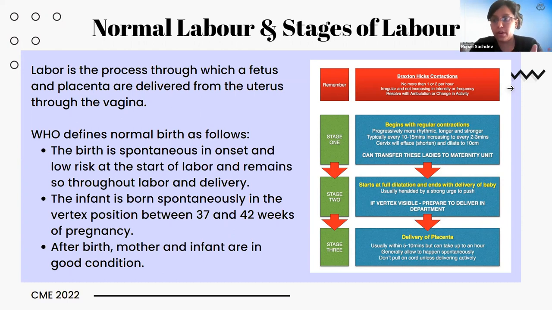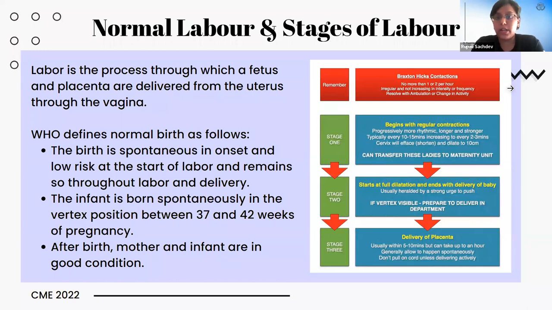So normal labor obviously is the process through which the fetus and placenta are delivered from the uterus through the vagina. So there is a passenger, that is your fetus. There is a passage, that is your vagina. And there is a push that is applied by the mother. So these three things have to work together with each other for the normal labor to progress properly.